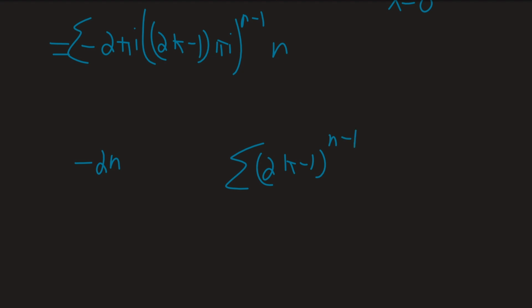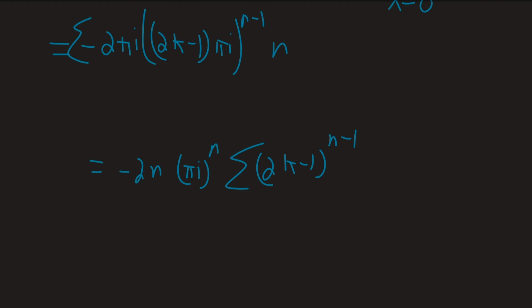And then we have just this pi i term raised to the n power. Because you have a pi i here, a pi i there, it all simplifies quite nicely. So -2n, you can come on and join the rest of the pack. So yes, that right there is what we're left with.